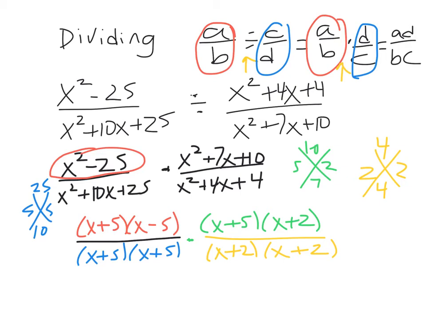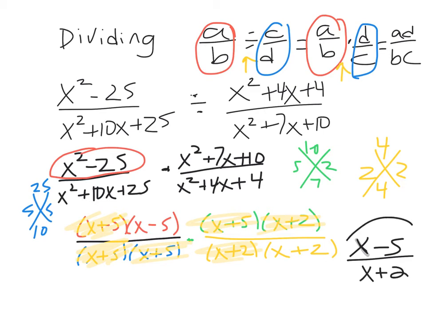So now we go and look and see what I can reduce. Do I have an x plus 5 in the top and the bottom? Yep. x plus 5, x plus 5. Do I have an x minus 5 in the top and bottom? Nope. How about an x plus 5? Yep. How about an x plus 2? Yes. So I'm left with, overall, x minus 5 over x plus 2.